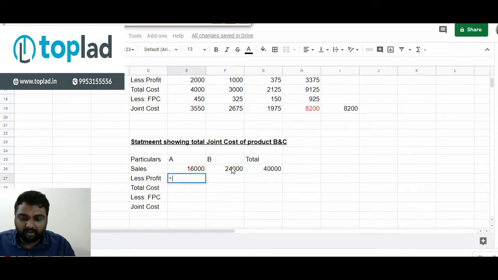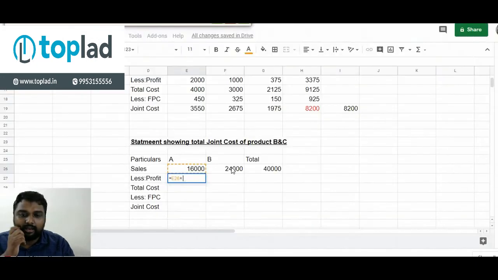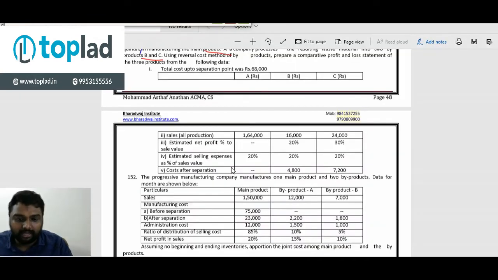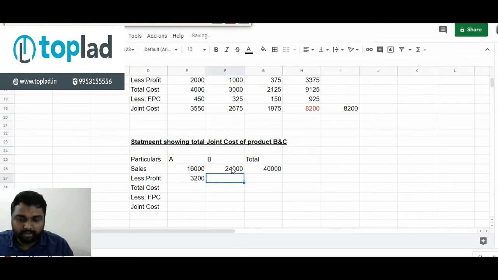The profit details are given in the question very clearly. For B, the profit is, see, we have to read the percentage. Here the percentage is what? Profit as a percentage to sales value. If sometimes they test on cost, then you should be very careful. Here it is on sales value only. So 20%, so 0.2.